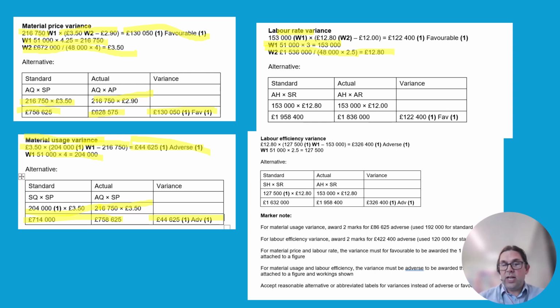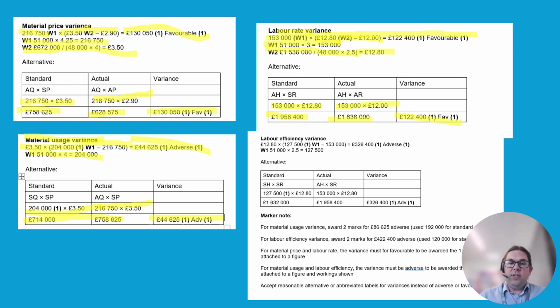And our budgeted or standard hourly rate was £12.80. So are we paying £12.80? £12.80 is what we should. We are paying £12, so we paid 80 pence less per hour than standard, so that's favourable. So we can multiply that 80 pence by the 153,000 hours that we worked, and we've got 122,400 favourable. Or we worked 153,000, we should have paid 12.80, so our expected cost would be 1,958,400 for that many hours. However, we did pay £12, so that would have been 1,836,000, which means you've got 122,400 favourable.